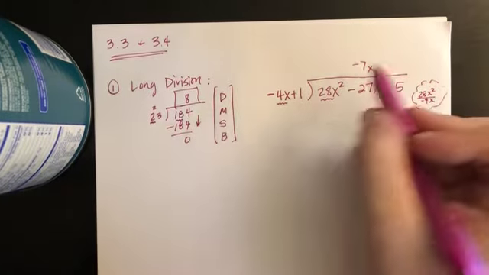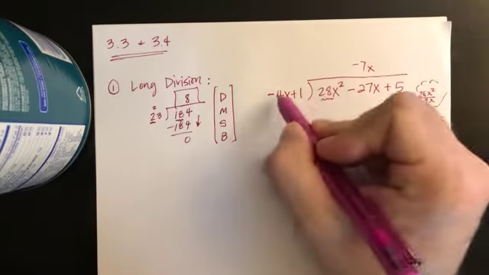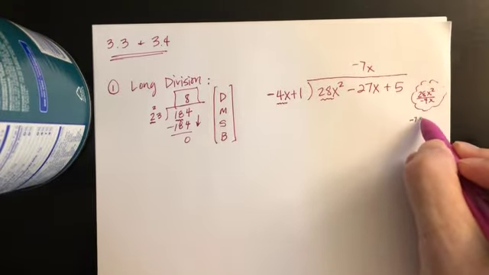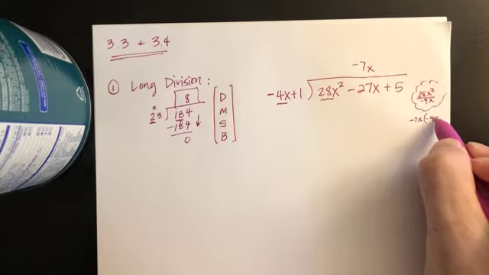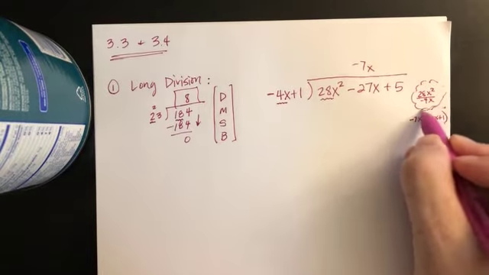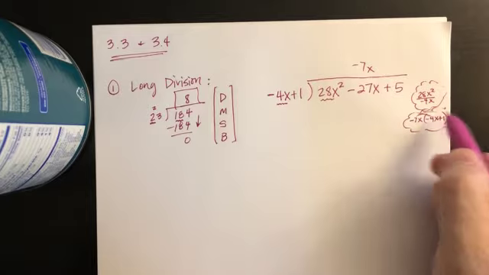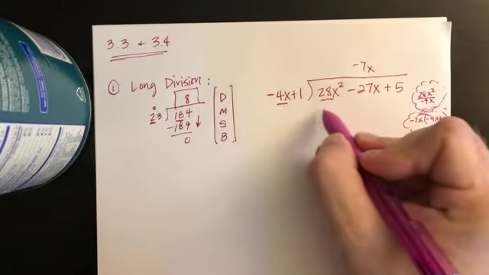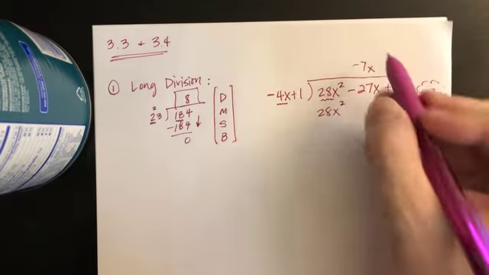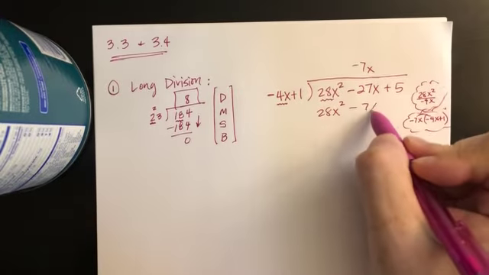Okay, multiply. We're going to take this guy, and then we're going to multiply it by him. But really what's happening here is we have negative 7x times negative 4x plus 1 in parentheses. So it's distributive property, right? So negative times negative is a positive, 28x squared. Negative times 1 is negative 7x. Okay?